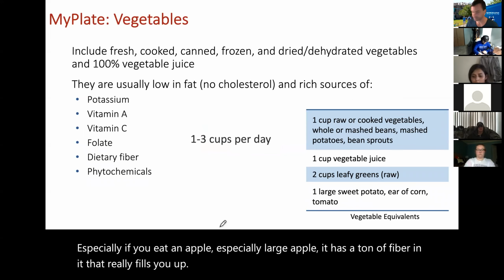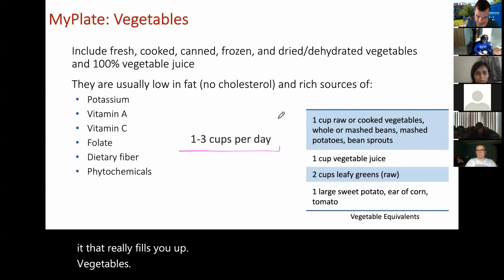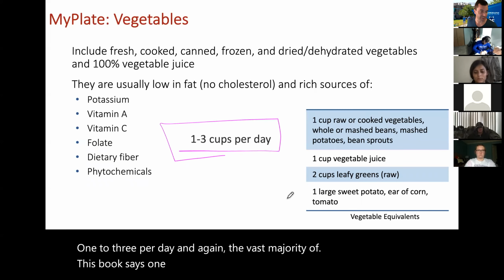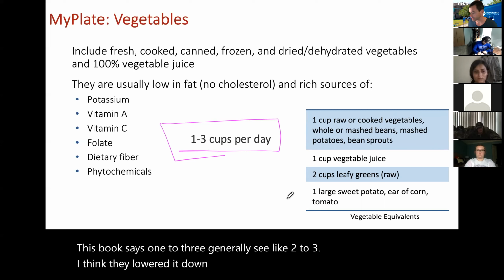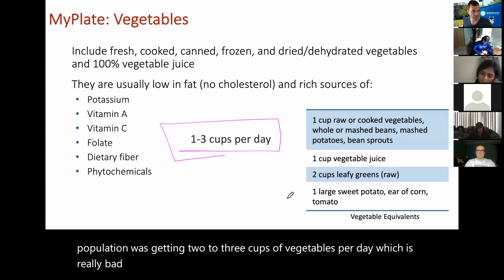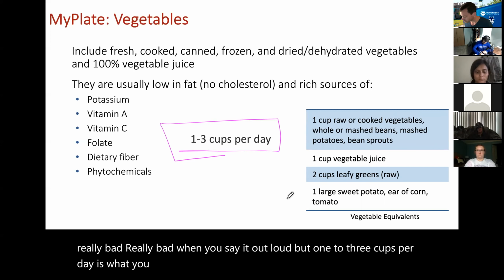Vegetables, serving 1 to 3 per day. And again, the vast majority of this book says 1 to 3. Generally, you see like 2 to 3. I think they lowered it down to 1 to 3 because like 8% of the population was getting 2 to 3 cups of vegetables per day, which is really bad when you say it out loud. But 1 to 3 cups per day is what you should look at for vegetables.